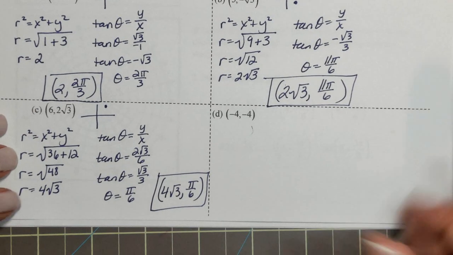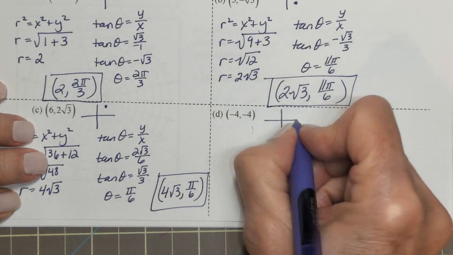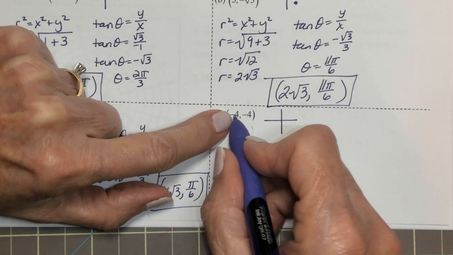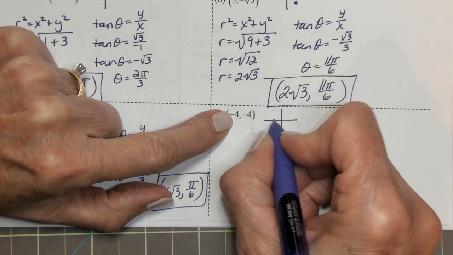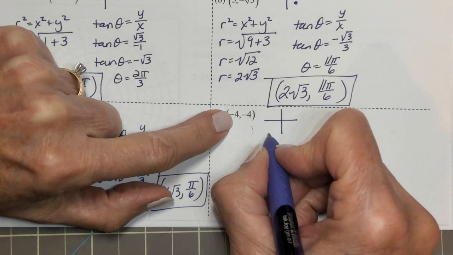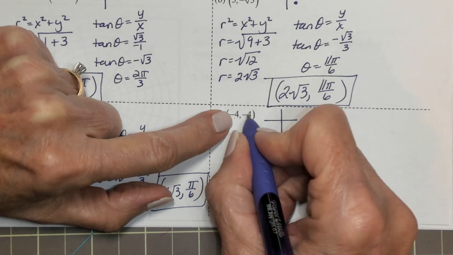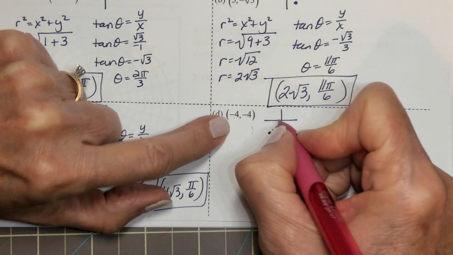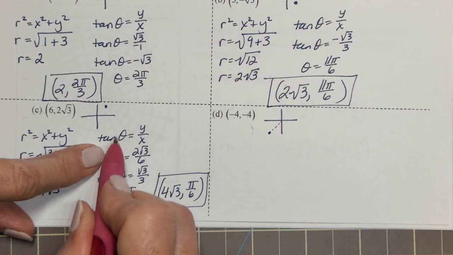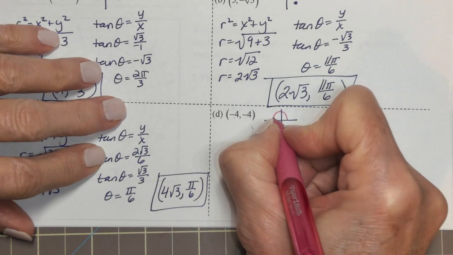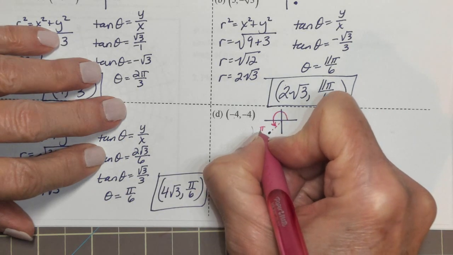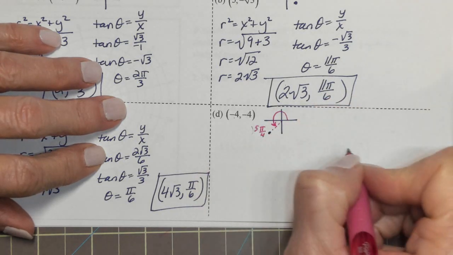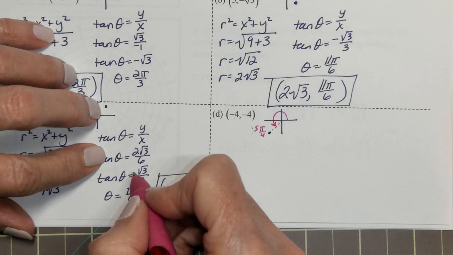Okay, what about this one? Negative x value, negative y value. But I noticed something about this. I go negative 4, I go over to the left 4, and I go down 4. Since these have the same absolute value, I am not going to go through this process to find theta. I know that I am dealing with the pi over 4 angle in quadrant 3, which is 5 pi over 4. I already know what theta is.